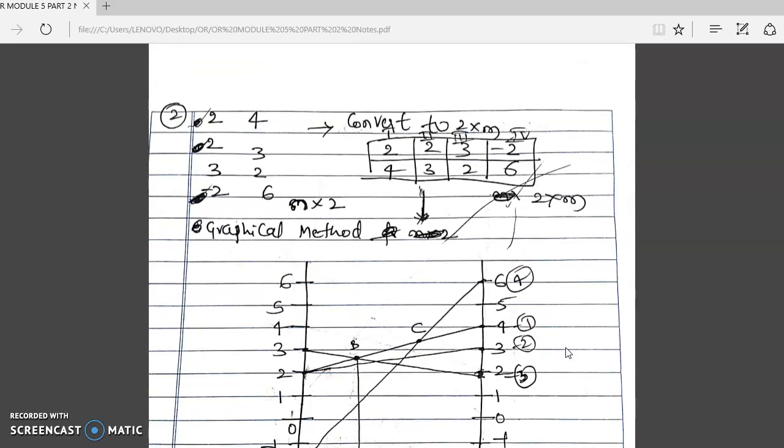Similarly, the next example is of n cross 2. Here the columns are fixed but the rows can be any number. So first we convert this problem into 2 cross m, or you can say the transpose of the given matrix. All rows are converted into columns, and columns are converted into rows. So these 2 4 are written column-wise. Those are converted into columns, so we get a 2 cross m game.